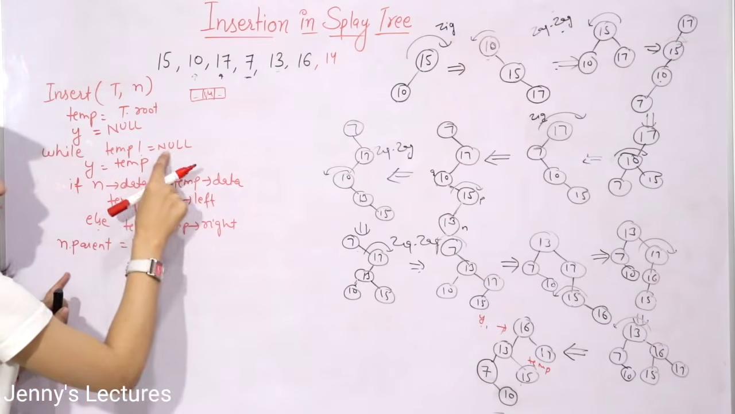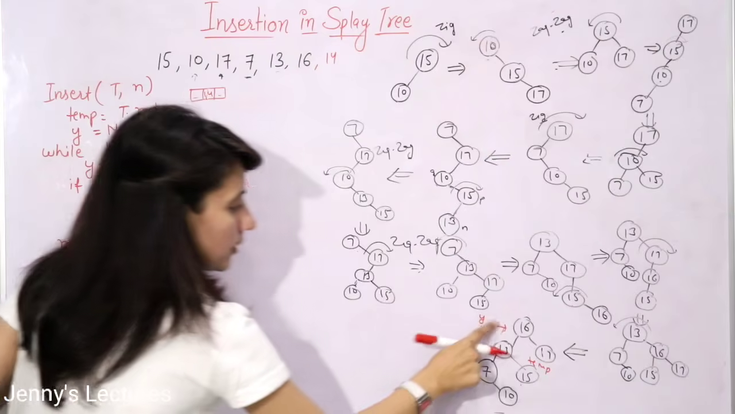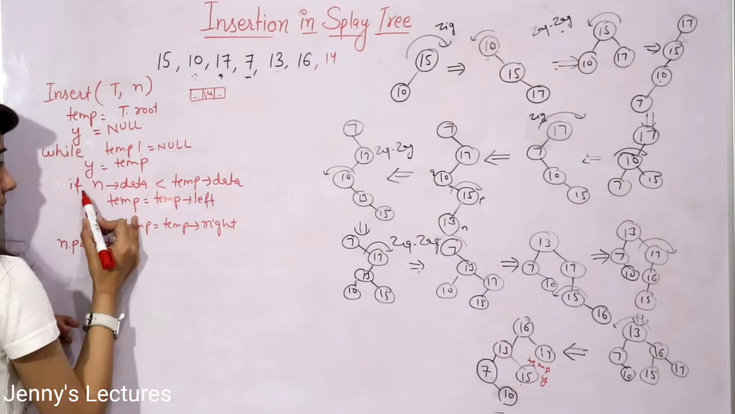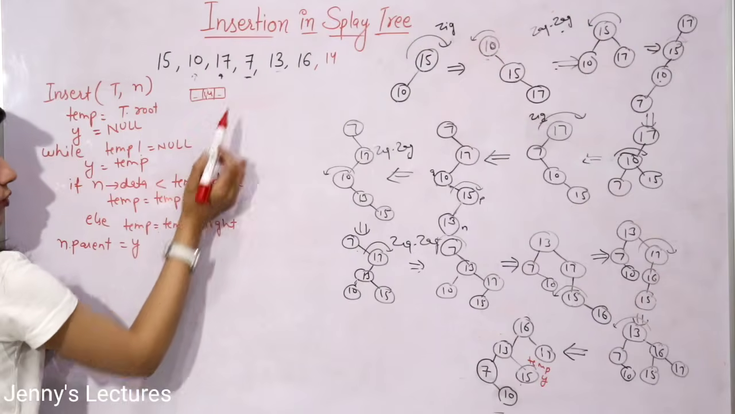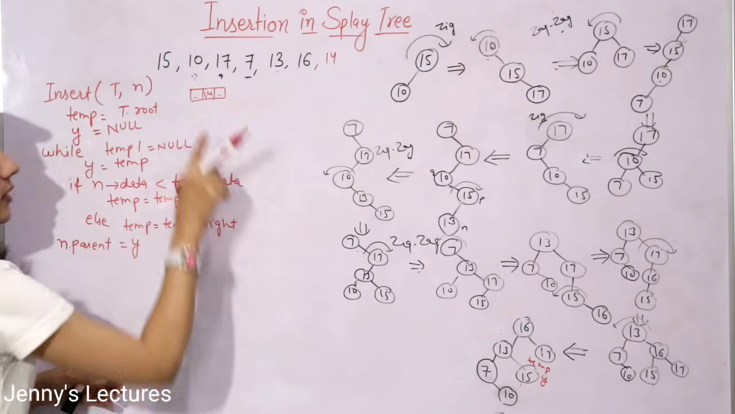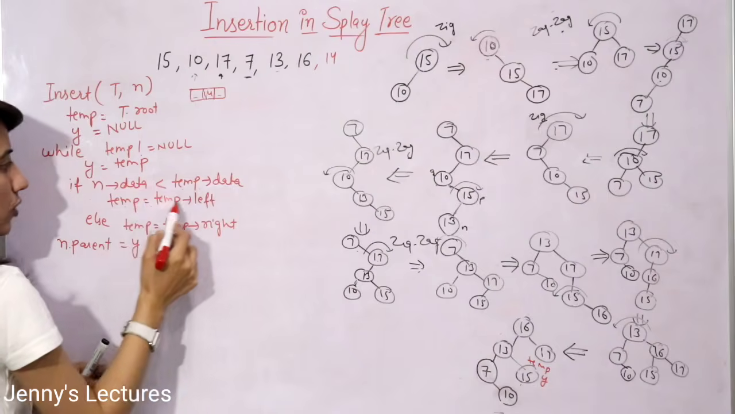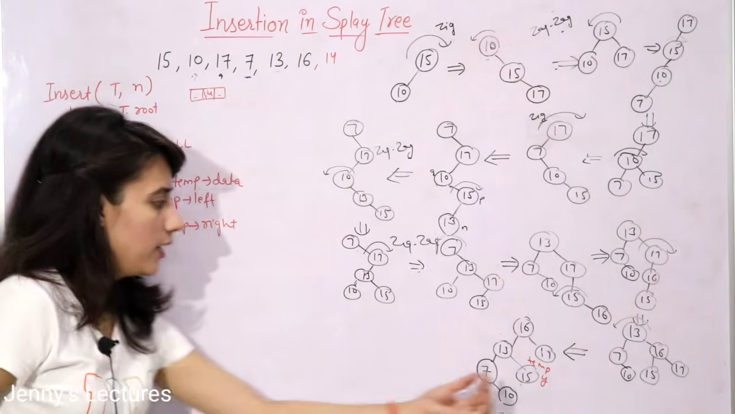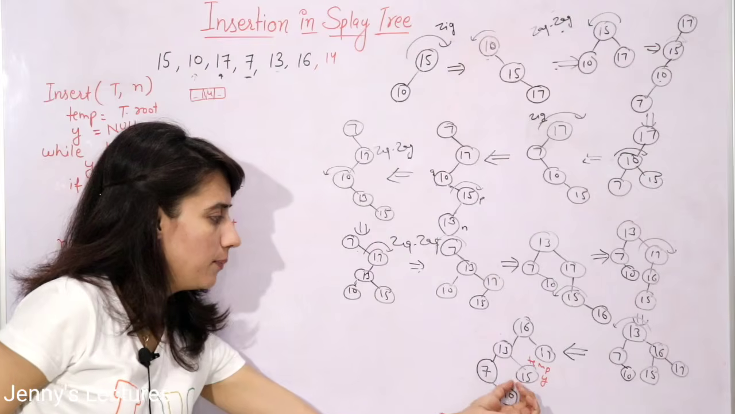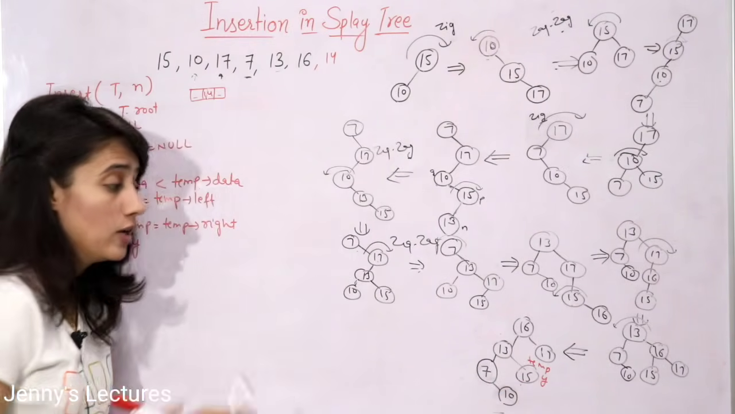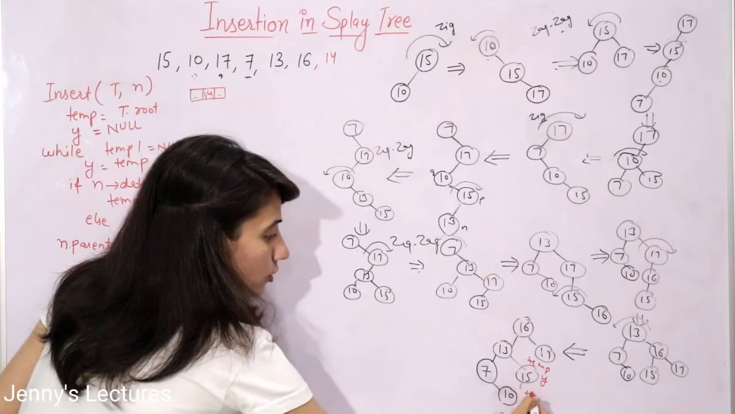Now again check, temp is not null, yes. Now y is equal to temp. Now y becomes temp, that is y is this one. So now check, if n of data is 14, 14 is less than temp of data. Now temp is this one, temp of data is 15. Yes, the condition is true, so temp is equal to temp left. So here this node is having temp left equal to null because this is not having any left or right child. So now temp is pointing to null.